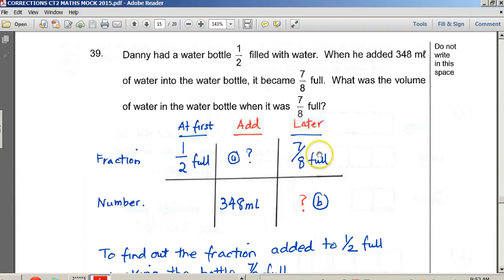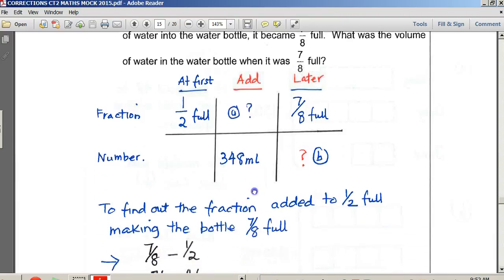Now, what was given is not the fraction, but this part: the actual milliliters added is given. It means you must get this relationship right. The fraction, the number of units, is the same portion as this, equal to this. The question asked is to find out what is 7/8. How many milliliters is 7/8? Let's take a look.